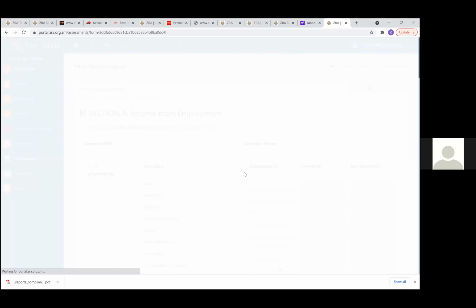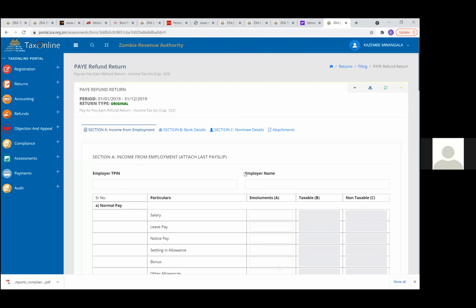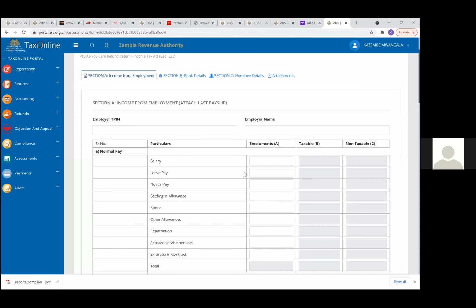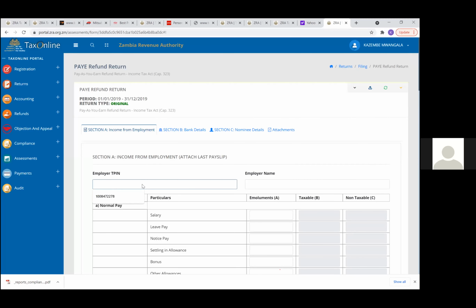At this point, this form will come. For those who filled in this form before as a manual form, they will see the similarities in this form. So this is the form that you fill in. Due to the different kinds of people that may be claiming, we made it in such a way that the only field at this point that is mandatory is the TPIN of the employer. So when you come to claim a refund, you need to know the TPIN of your employer. You need to give us the TPIN. That one, you have got no option.